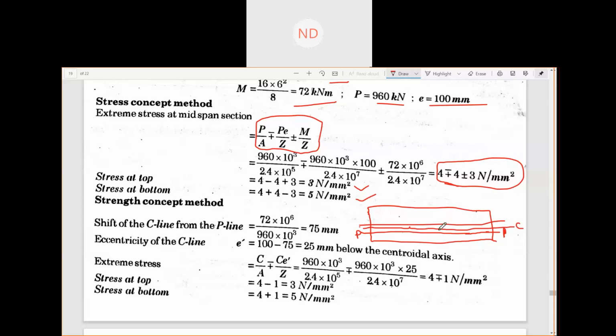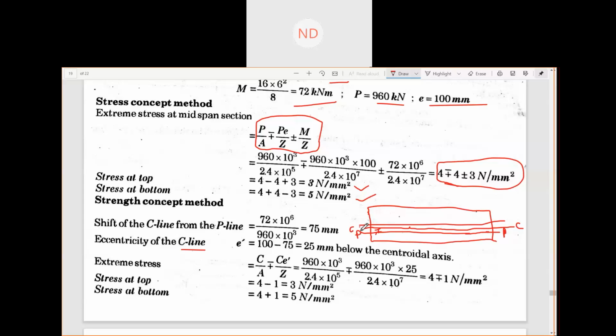Okay, so this is your C line, right? So this portion is your 75. Now I told you that in the strength concept method we are concerned about the C line. So how much is the C line from the CG? We will consider that. Once we know the shift of the C line from the P line, which is 75 mm, our eccentricity of the C line will be how much from the CG?